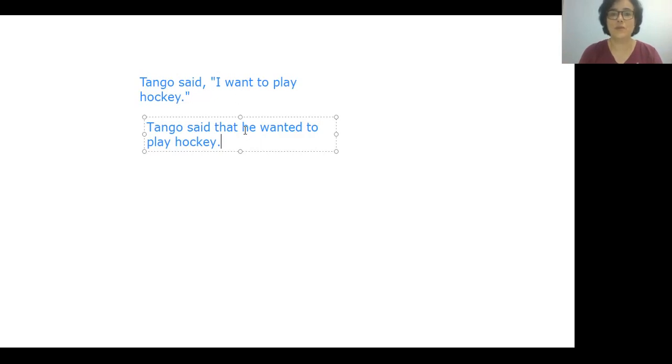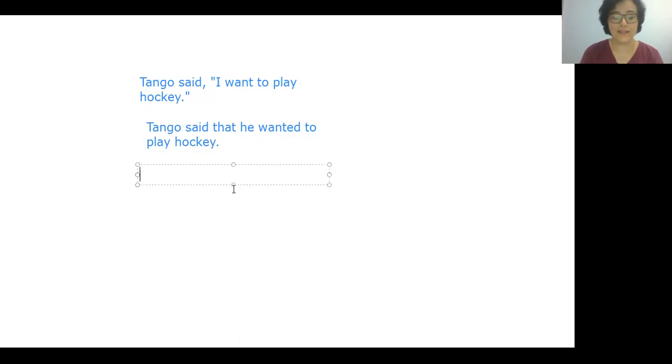Okay, so "he", and then don't forget to change the tense to past tense. "Wanted". Why? Because when you report something, or you're changing from direct to indirect speech, it is always something that someone has said before, earlier. Even if it was one second before, it is something that happened earlier, right? Let's see if you remember these changes. Let's do another sentence.